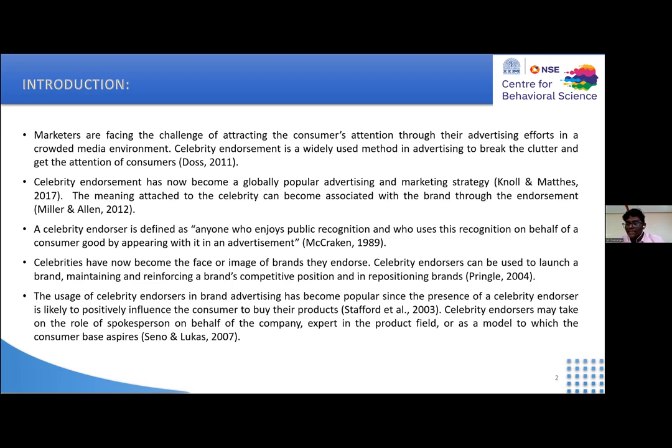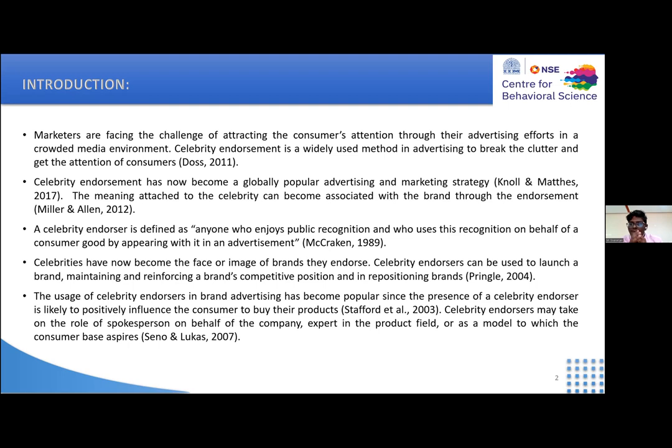The celebrity can be a person, anyone who is popular in the field of science, politics, sports, or entertainment. And this kind of celebrity is becoming the image of the brand. Celebrity endorsers can be used to launch a brand, maintain and reinforce a brand's competitive advantage, and reposition brands.